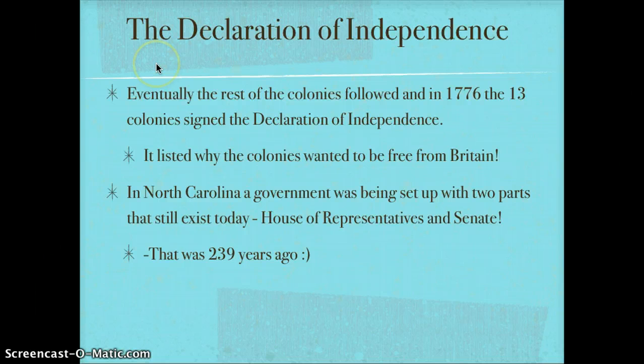The Declaration of Independence. Eventually, the rest of the colonies followed, and in 1776, the 13 colonies signed the Declaration of Independence. It listed why the colonies wanted to be free from Britain. In North Carolina, a government was being set up with two parts that still exist today: the House of Representatives and the Senate. Maybe you've heard your parents talk about them. And that was 239 years ago. It's cool how they're still around today.